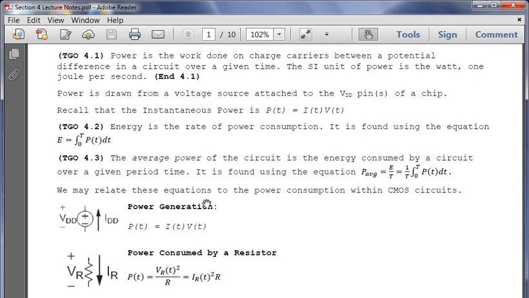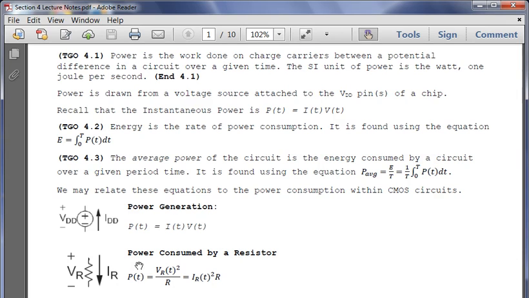As you now know, we can relate resistance and capacitance to the actual power consumption of a circuit by using the RC delay model. So we know that for this supply voltage VDD, the power generated is i(t) times v(t), so the current per unit time times the voltage.